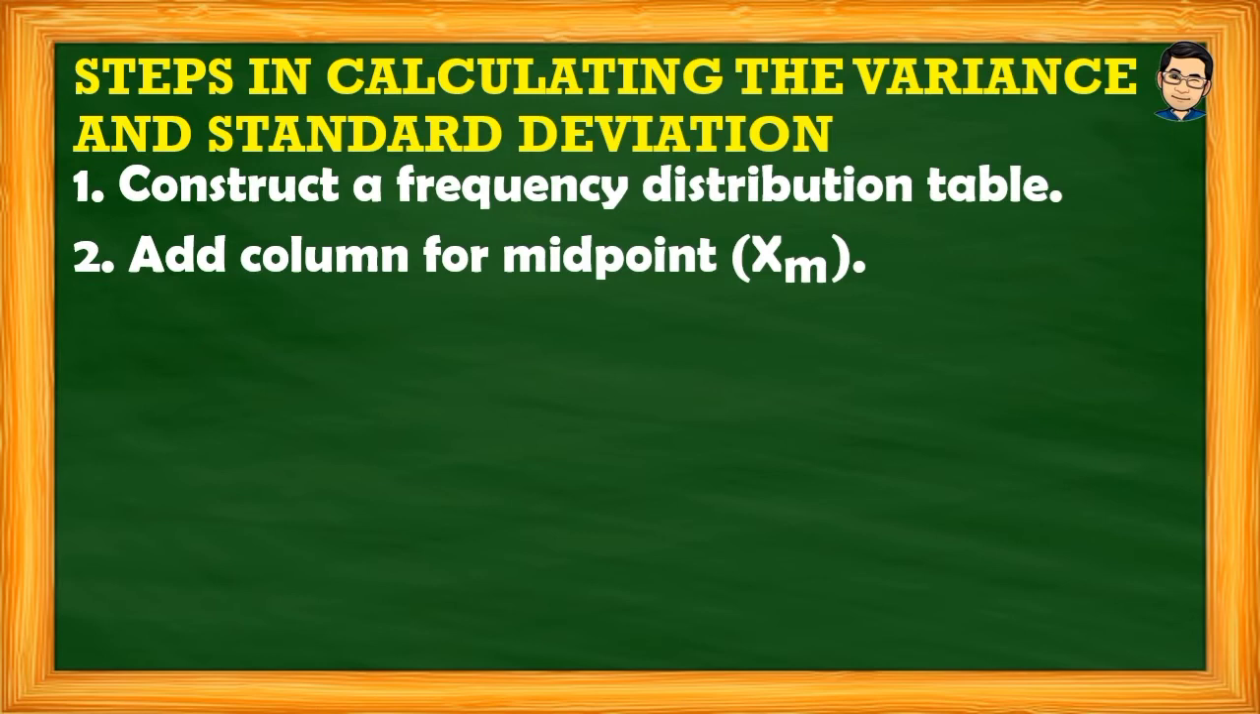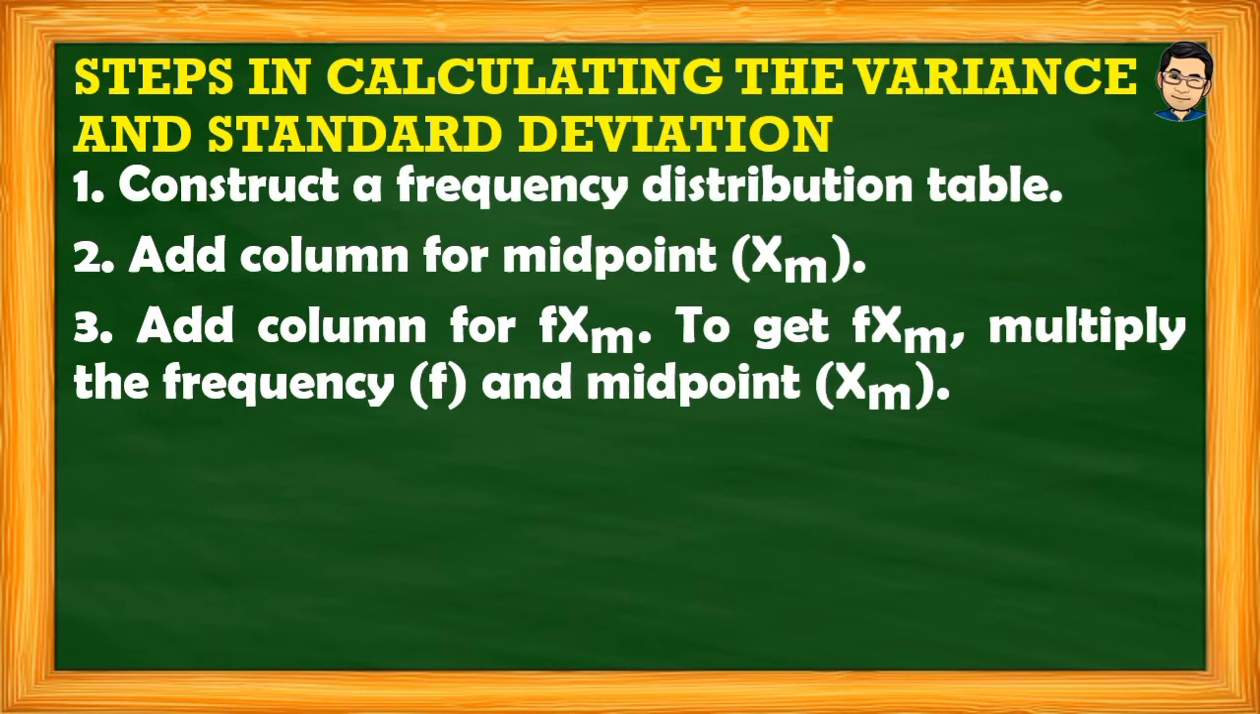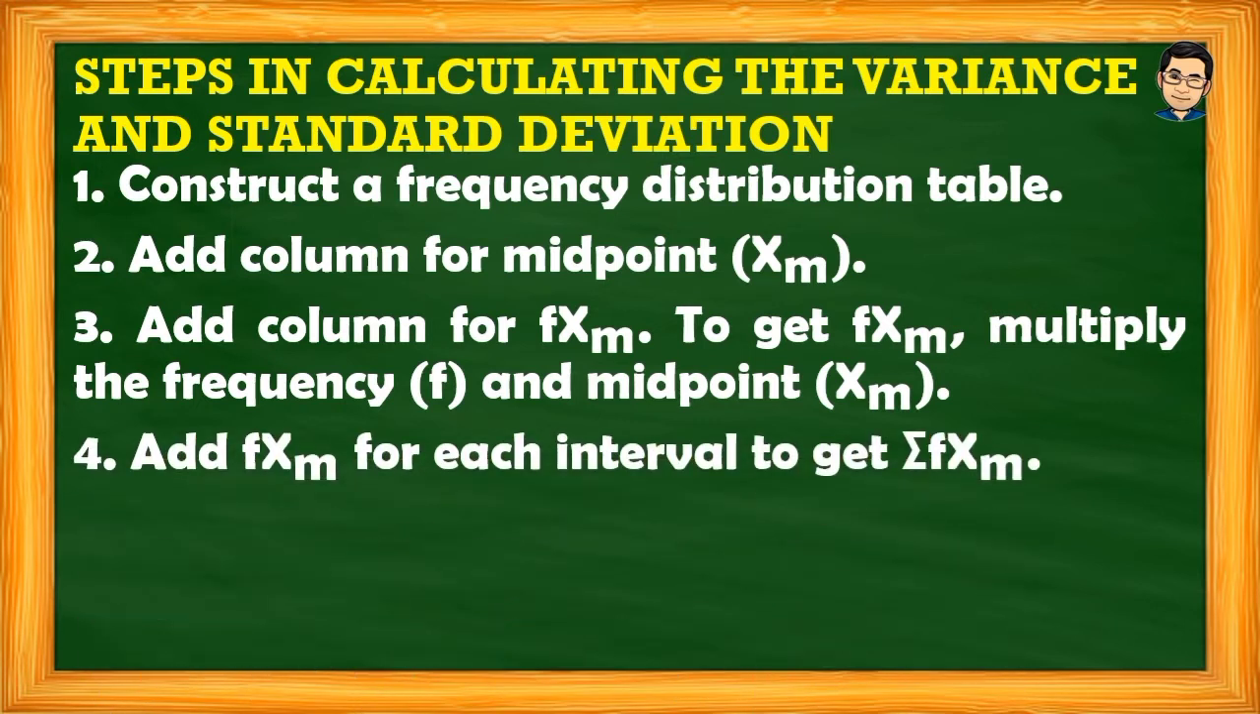And then, on the second step, add column for midpoint. Familiar na kayo sa midpoint. And then, add column for fx sub m. Para makuha yung fx sub m na yan, yung product ng frequency and midpoint, ipag-multiply lang po natin yan, yung frequency tsaka midpoint. And then, add fx sub m, yung product ng frequency and midpoint or class mark for each interval to get the summation. Siyempre, i-add natin yon kasi kailangan nating makuha dyan yung mean.